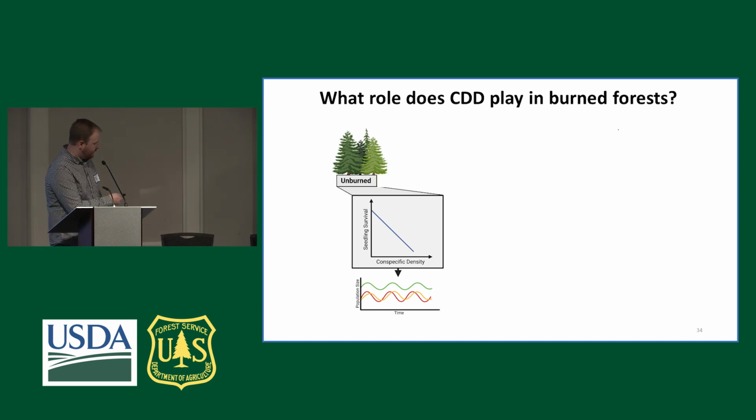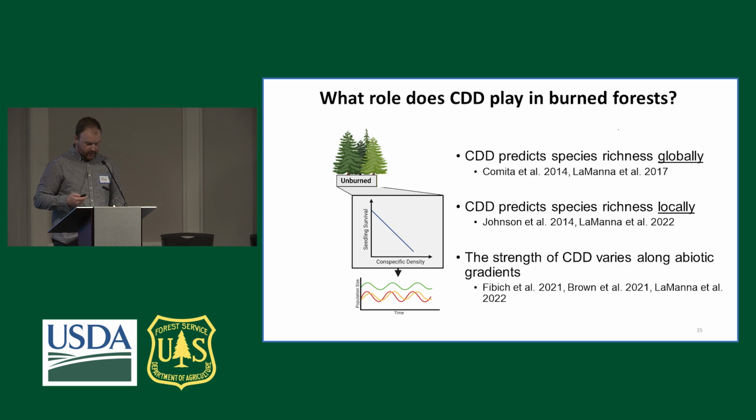So here's a graphical depiction of this biotic process. As you increase conspecific density, you decrease the likelihood that an individual will survive. What this does through time is it stabilizes populations and allows multiple populations with equivalent fitness to survive together in a local environment. We know that this predicts species richness both globally and locally, and we know that it varies along abiotic gradients. What we don't know is how this process operates in burned environments.